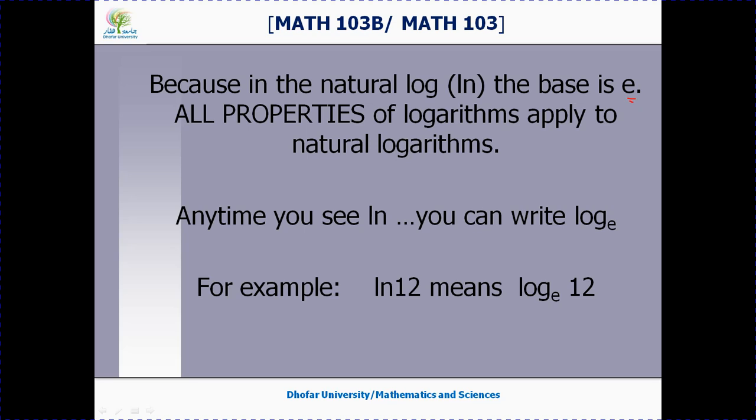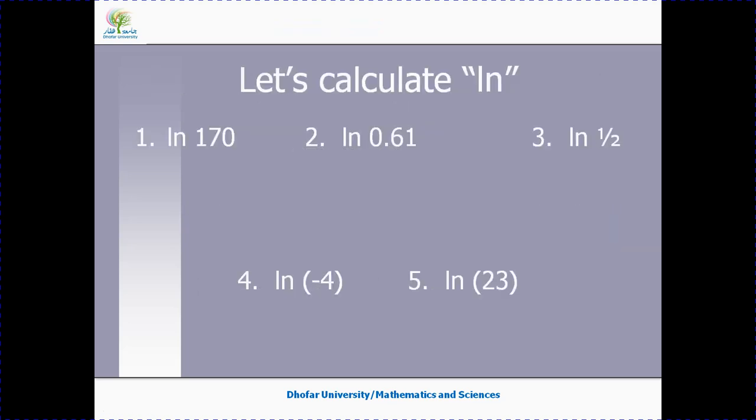Again, anytime you see ln, you can rewrite it as log e, or log at the base of e. For example, ln x is log x at the base of e. For example, ln 12 is log 12 at the base of e. Again, we said this is logarithm. How can I calculate ln 170? It's simply just press on ln, then 170.